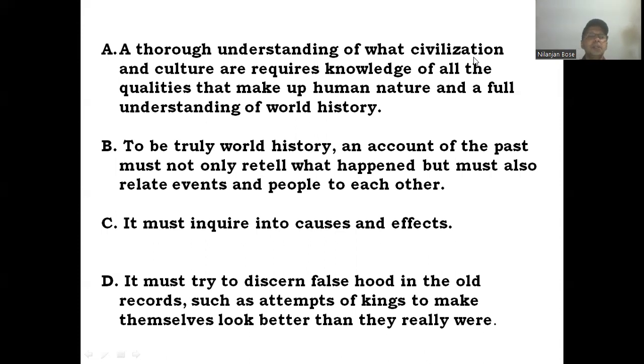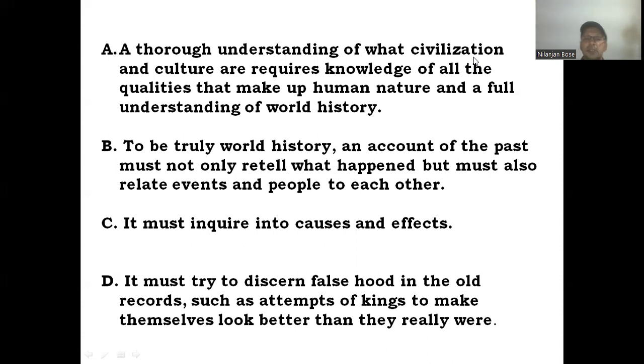Now moving to B: to be truly world history, an account of the past must not only retell what happened, but must also relate events and people to each other. If I go through B, you will come to know that yes, it is talking about what truly world history actually is. They are talking about world history. An account of the past must not only retell what happened, but must relate events and people to each other. So it is talking about the feature of truly world history.